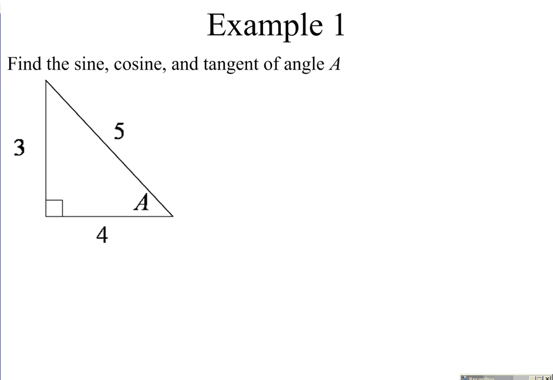First example here, find the sine, cosine, and tangent of angle A. Sine of angle A. Sine is opposite. What side is opposite angle A? It is 3. Hypotenuse is 5, so opposite over hypotenuse is 3/5. Cosine is adjacent over hypotenuse. Which side is adjacent? Well, 4 is adjacent. Hypotenuse is still 5, so the cosine is going to be 4/5. And finally, tangent is opposite over adjacent, so 3 over 4.